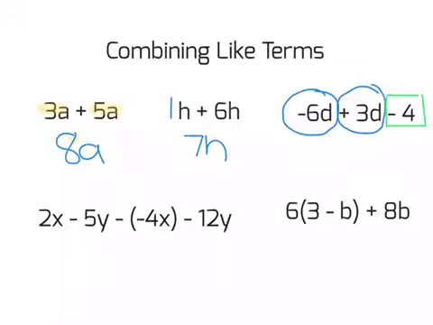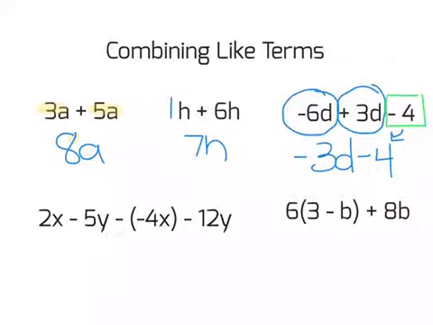So then I can go back and look, and it's very easy to see with those blue circles that my negative 6d and plus 3d are like terms. So then I want to simplify those. I just want it to be one number. So if I have negative 6 plus 3, that equals negative 3d. And then since there's nothing to simplify that with, I just copy it down. So that simplified is negative 3d minus 4.